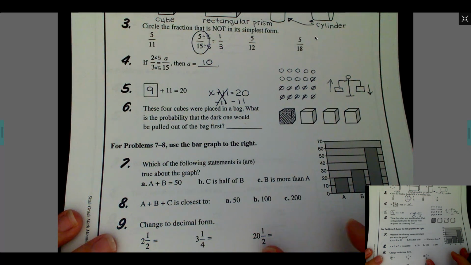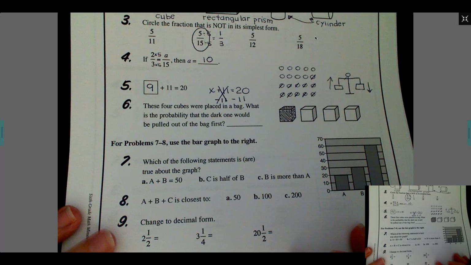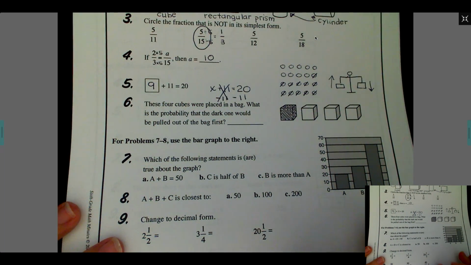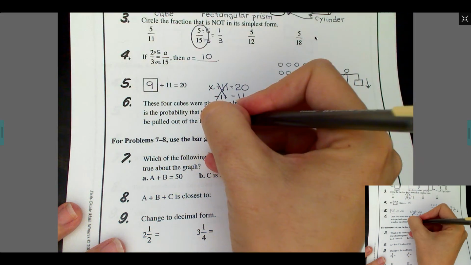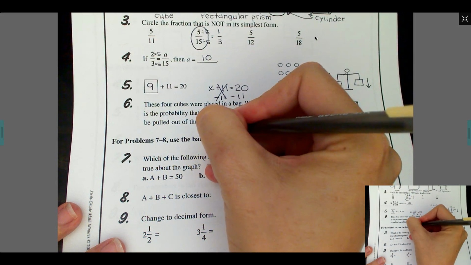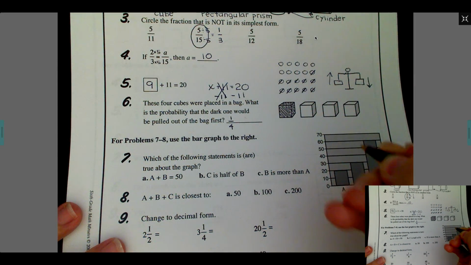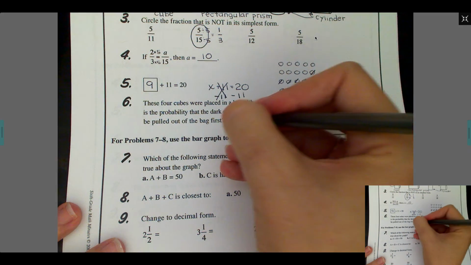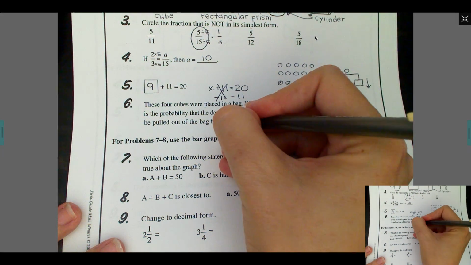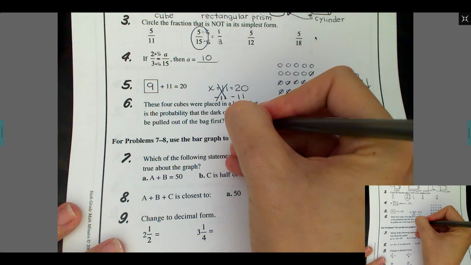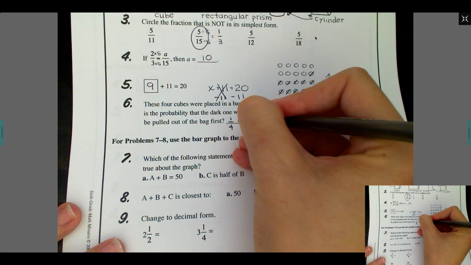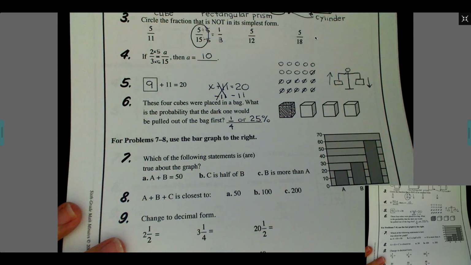Number 6, these 4 cubes were placed in a bag. What is the probability that the dark one would be pulled out of the bag first? This is 1 out of 4 chance. Remember I called this a quarter in Math Minute number 13? That would be the same as 25% chance.